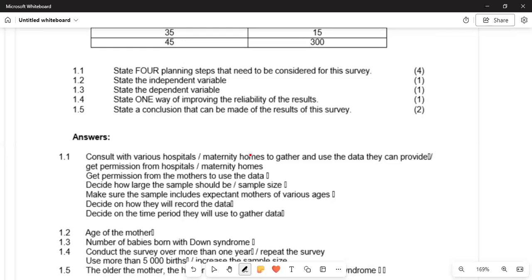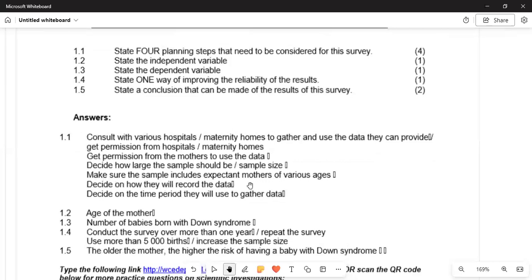1.4, state one way of improving the reliability. How reliable can we trust this information? How can we say that our findings are reliable? In 1.4, we can conduct the survey for more than 1 year. Number 2, we can reduce inbreeding or increase the sample size.